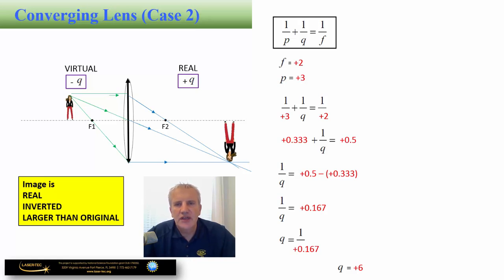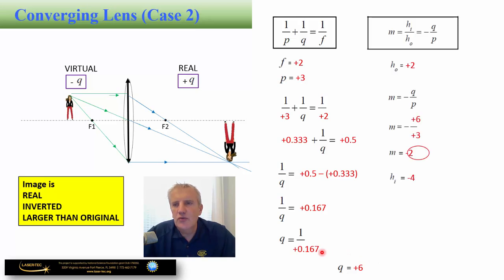We have for the focal length plus 2. This time we are taking for the distance from the original to the lens plus 3. We're substituting these two values into the lens formula and calculating Q. Q ends up being equal to plus 6. Magnification formula is applied here on the right hand side and gives us a result of minus 2 for the magnification. From here we can draw a few conclusions.